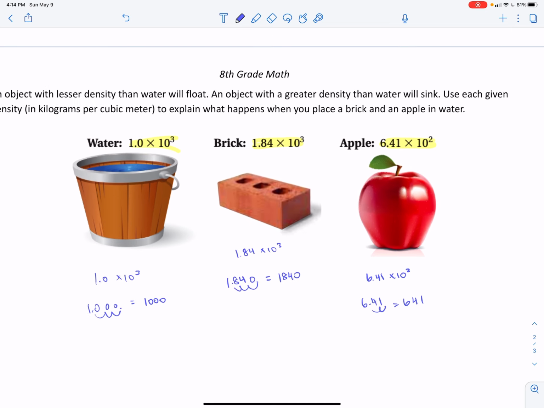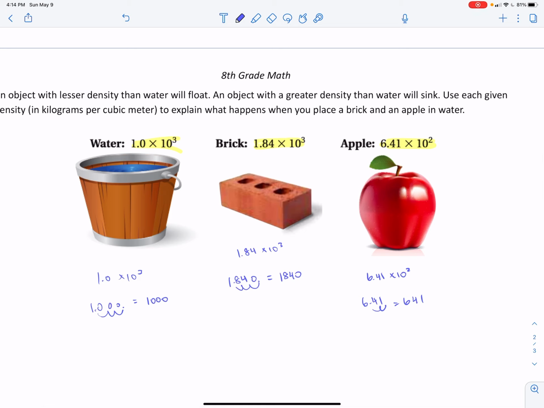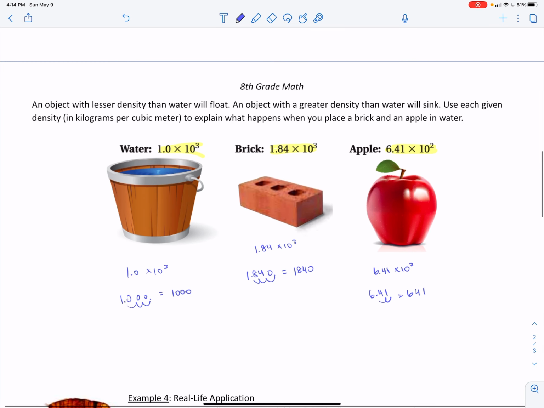641. Right, so if a density is less than water, less than 1,000, then it'll float. More than water, then it'll sink. So for example, I can say that because the apple's density is less than water, the apple will float, right? And the brick's density is greater than water, so the brick will sink.